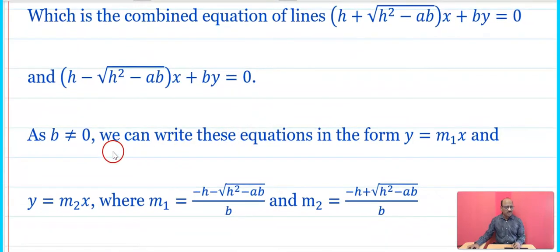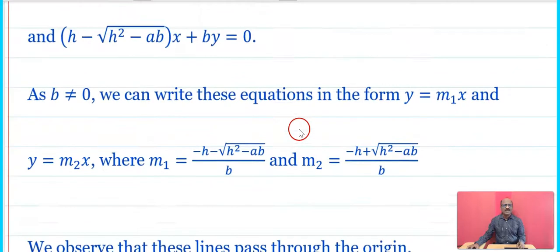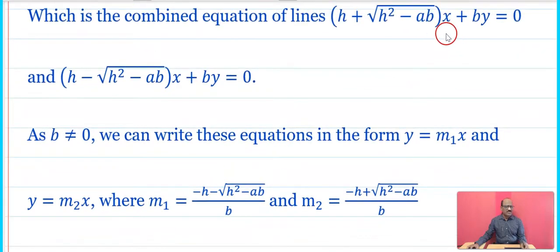As b is not equal to 0, we can write these equations in the form y = m1x and y = m2x. What is the slope of the first line? That is m1 = −(h + √(h² − ab)) divided by b, that is, m1 = −(h + √(h² − ab))/b. What about the second?